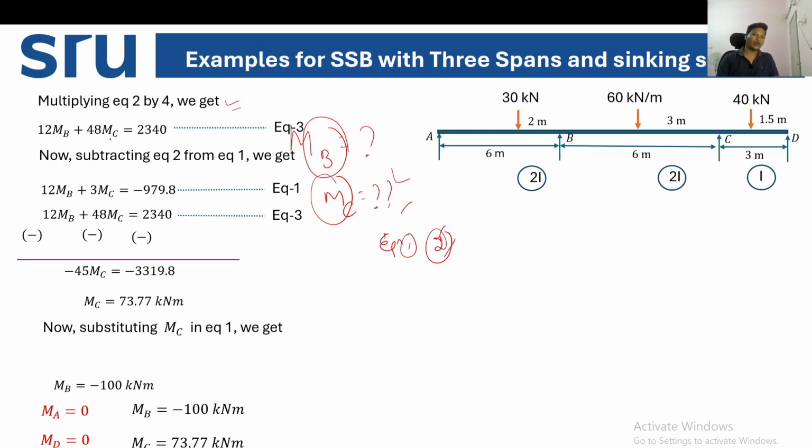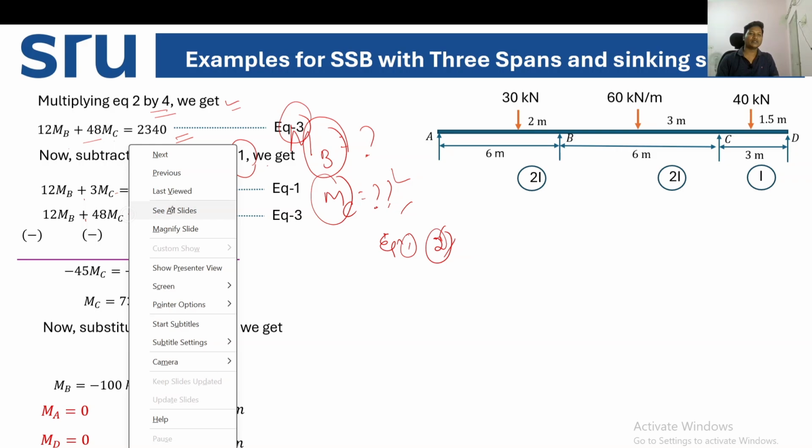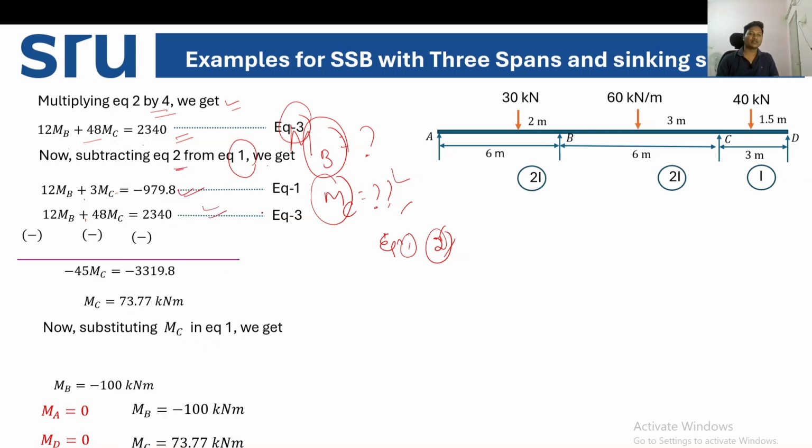So we have identified a common point. If you multiply the equation number 2 by 4, we get 12MB plus 48MC is equal to 2340. That is the equation number 3. Now subtracting equation number 3 from equation number 1, we get 12MB plus 3MC is equal to this, and 12MB plus 48MC is equal to this.